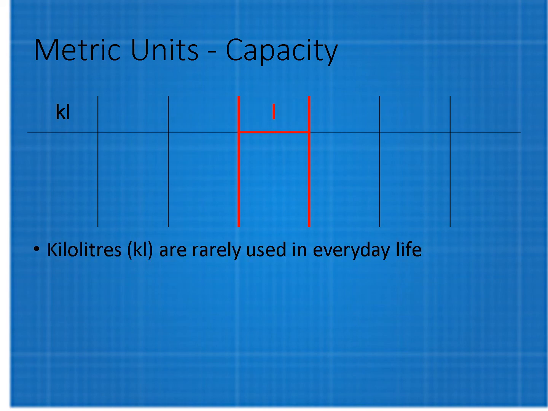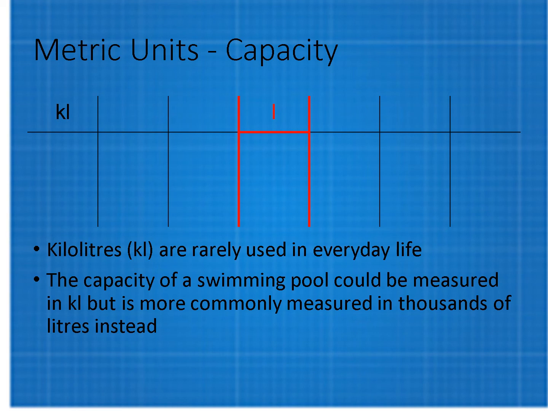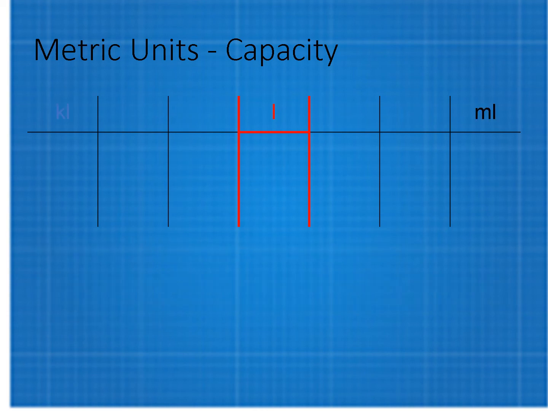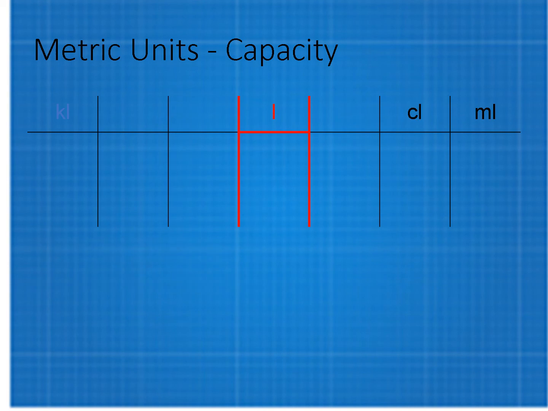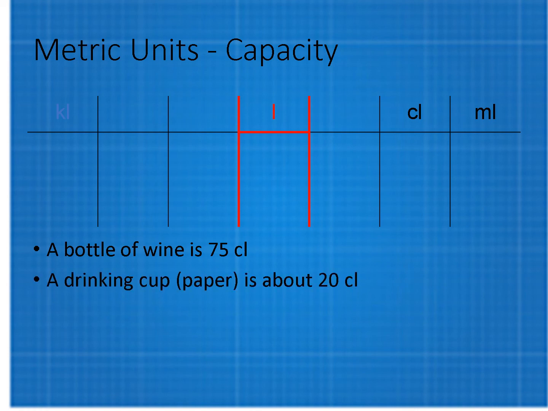Of course, we have the kiloliter, or KL, which is rarely used in everyday life. The capacity of a swimming pool could be measured in kiloliters, but is more commonly measured in thousands of liters instead. We also have the milliliters. For example, a teaspoon is about 5 ml, or 5 milliliters. A can of Coke is about 330 milliliters. We also have centiliters. A bottle of wine is 75 centiliters. A drinking cup is about 20 centiliters.